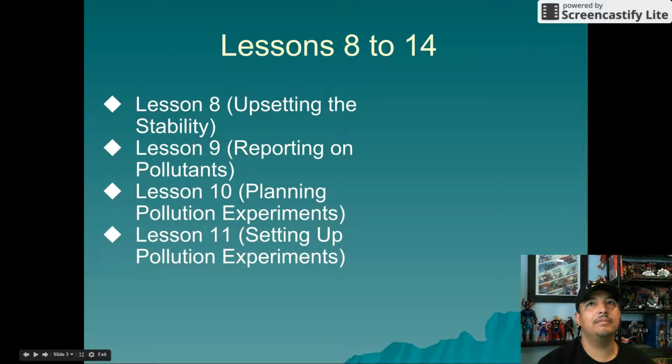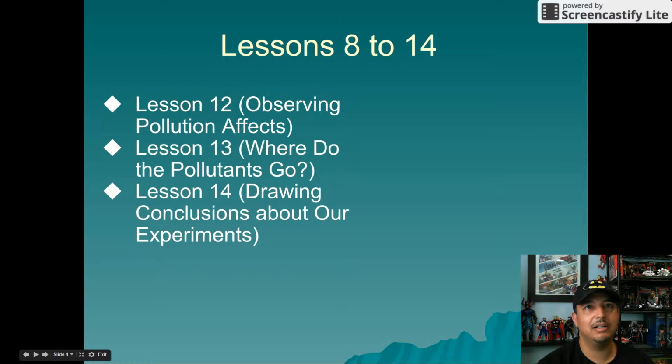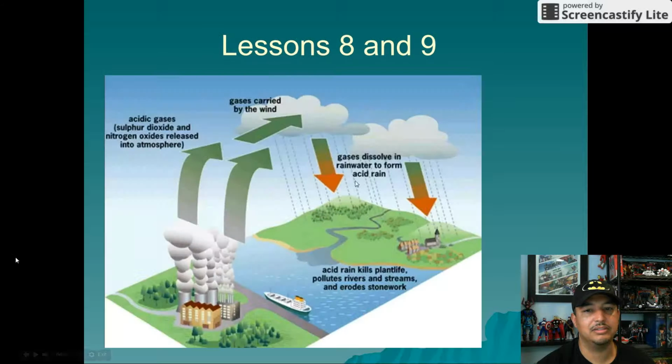Now, the next 7 lessons will cover Lesson 8, Upsetting the Stability; Lesson 9, Reporting on Pollutants; Lesson 10, Planning Pollution Experiments; Lesson 11, Setting up Pollution Experiments; Lesson 12, Observing Pollution Effects; Lesson 13, Where do the pollutants go?; and Lesson 14, Drawing conclusions about our experiments. As you can see, the focus of these lessons is the effect of pollutants on different ecosystems.